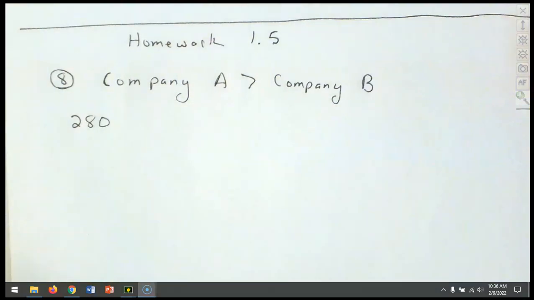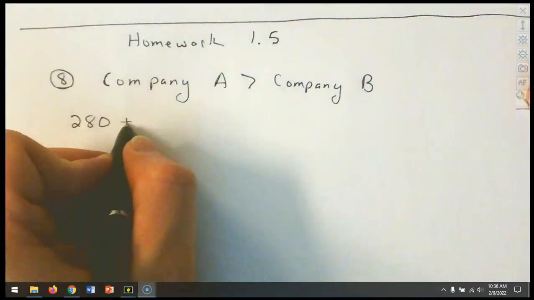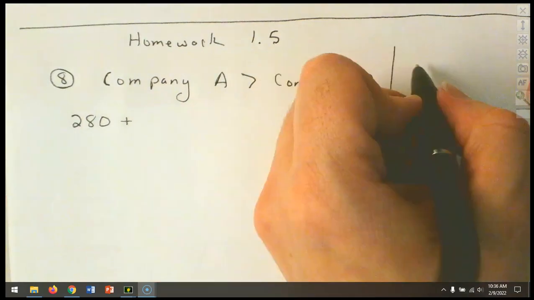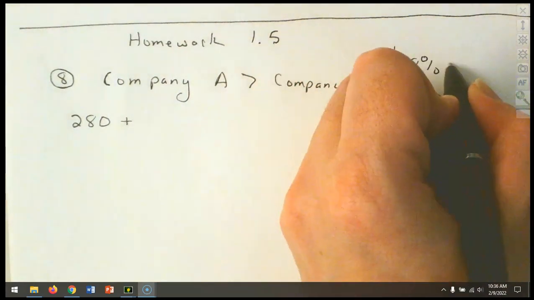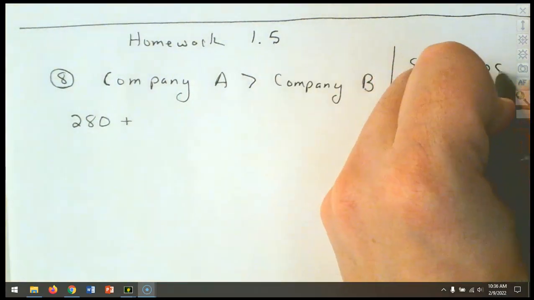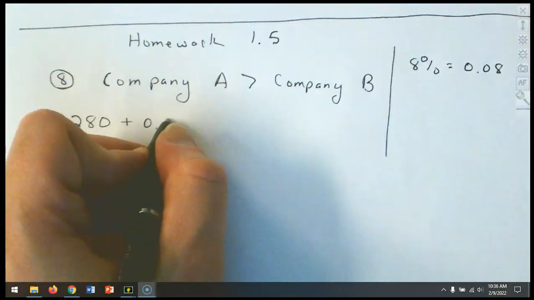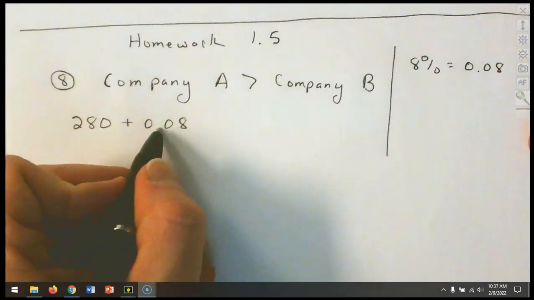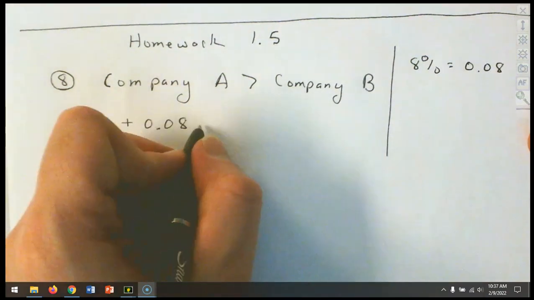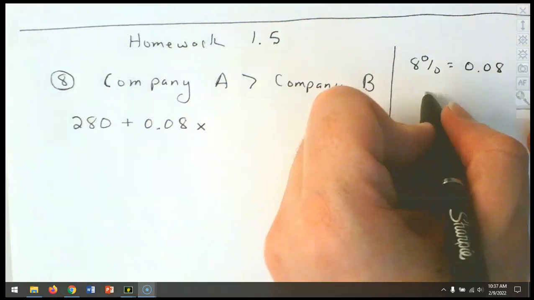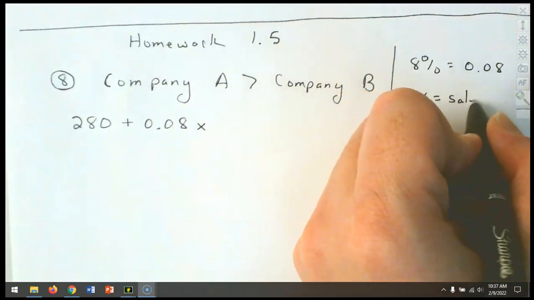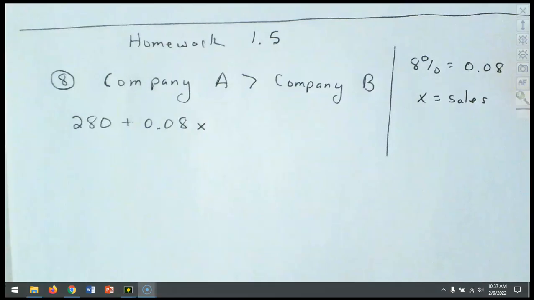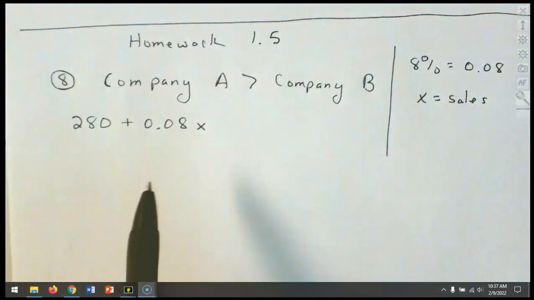Now, what about the commission? Okay, 8% commission, right? And as a decimal, that's 0.08. Now, we can't just leave that 0.08 there. We have to always attach something to the decimal, to the percentage rate. So we're going to use X, because X represents how much you made in sales. So whatever I make in sales, I make 8%.